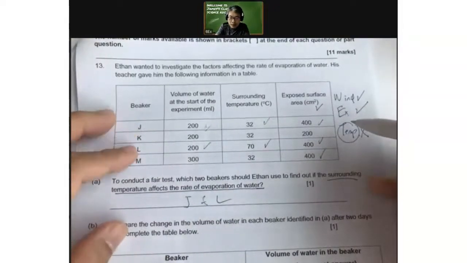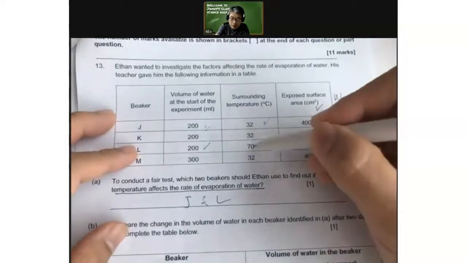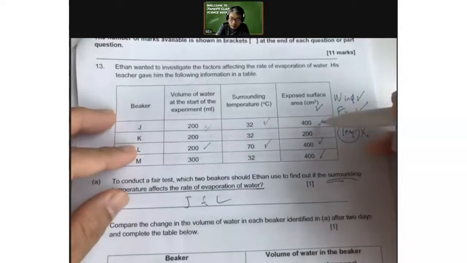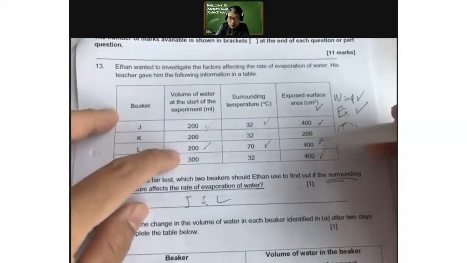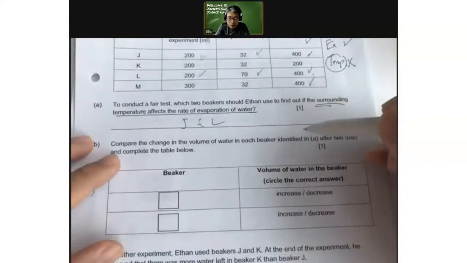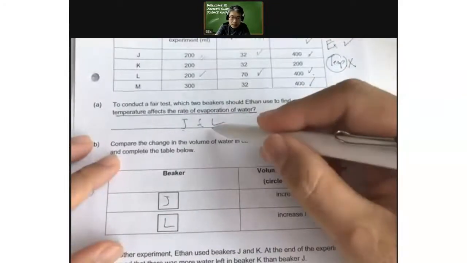Alright, J and L. Because the temperature is different, we're testing if the surrounding temperature affects rate of evaporation. Surface area must be kept the same. Amount of water, of course, will be kept the same. So compare the change in the volume of water in each beaker identified in A. So for A, I have my J and my L here because that's my answer.